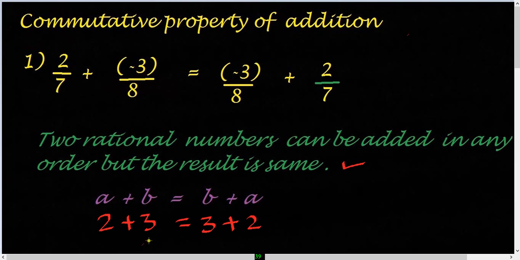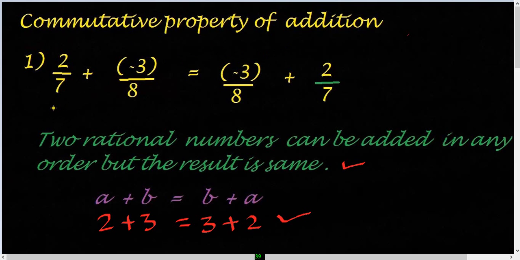2 plus 3 is 5, and 3 plus 2 is also 5. That is, if you are adding two rational numbers in any order, the answer will be the same. That is what we call the commutative property of addition.